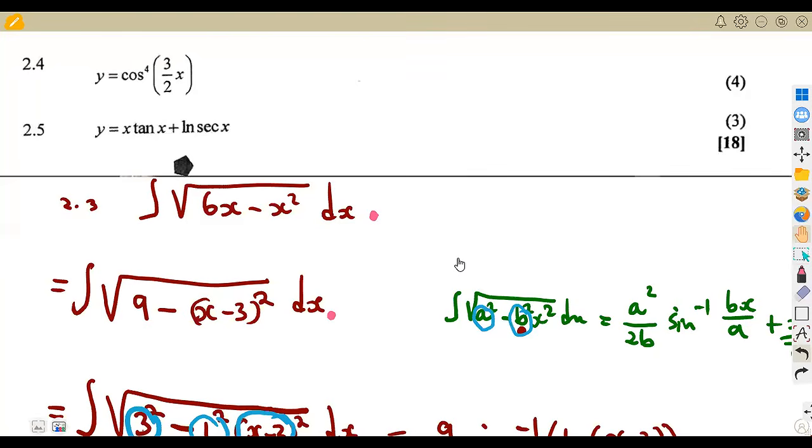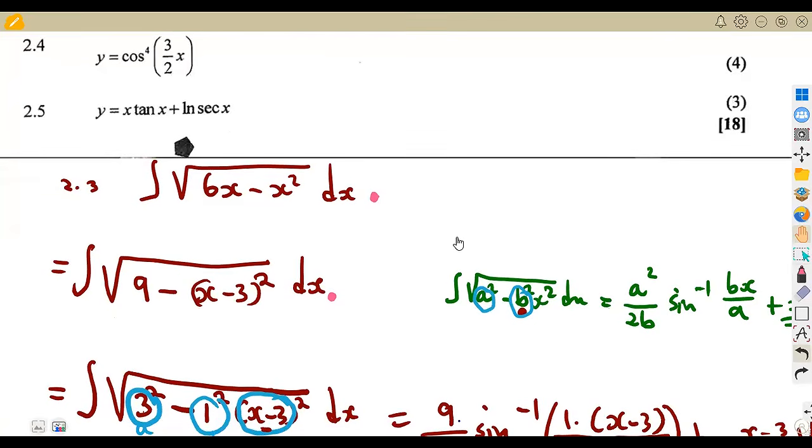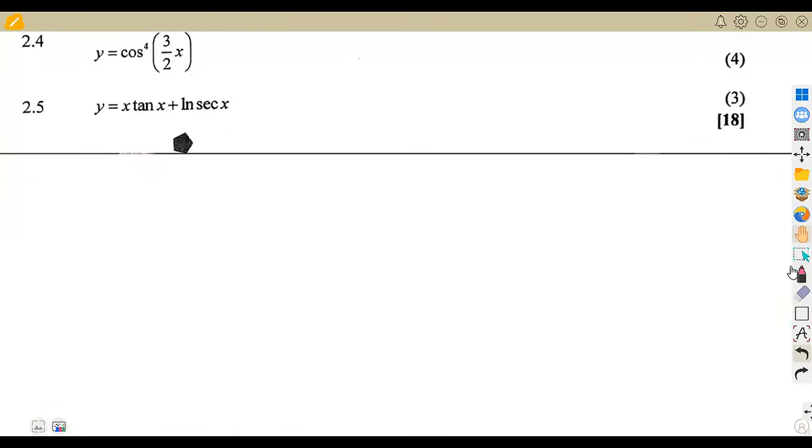If we check 2.4, it's a cos, the integral of a cos. All right, and okay, this one, let's save it. Let's just talk about this. We had a similar question of this nature, cos to the exponent of 4. This is 3 over 2x, like this. Okay, this is what we're given with respect to x.